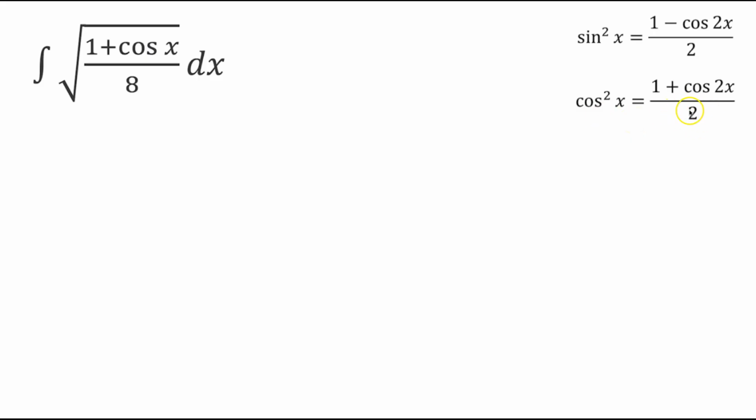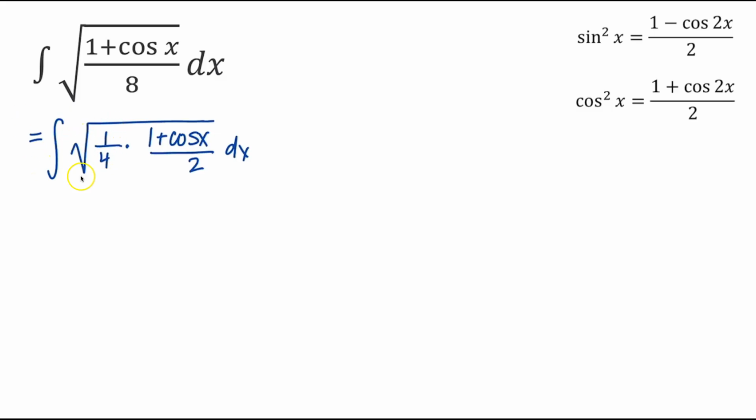The denominator over here is 2. The denominator we have is 8. So we can rewrite 8 as 4 times 2. So the first step is we can write this integral of the square root of 1/4 times 1 plus cosine x over 2 dx. So now the square root of 1/4 is 1/2. So I have the integral of 1/2 the square root of 1 plus cosine x over 2 dx.